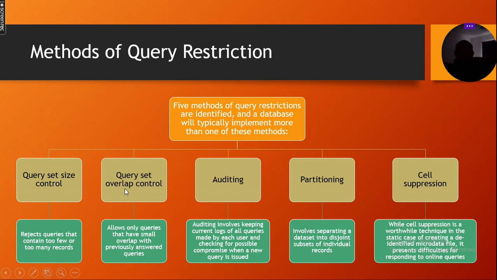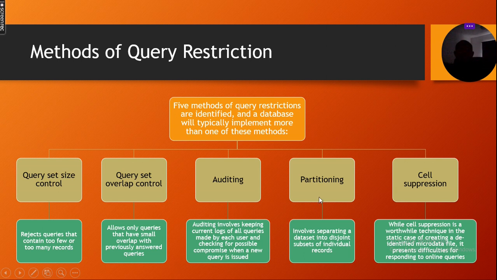The second method of query restriction is the query set overlap control. This one allows queries that have small overlap with previously answered queries. The third one is auditing. Auditing involves keeping current logs of all queries made by each user and checking for possible compromise when a new query is issued.